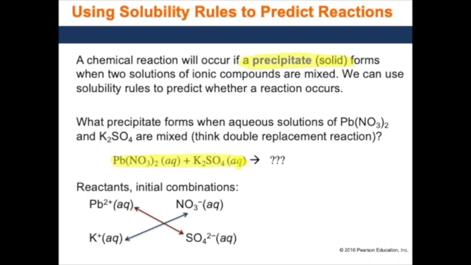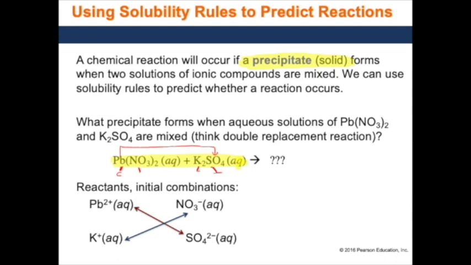So if you can't remember that concept, go back and look through the video on types of chemical reactions. This is an example of double displacement where lead is going to now form a compound with sulfate. This is composed of two ions, lead and nitrate, and this is composed of potassium and sulfate. So this is our cation, this is the anion. This is the cation here, this is the anion.